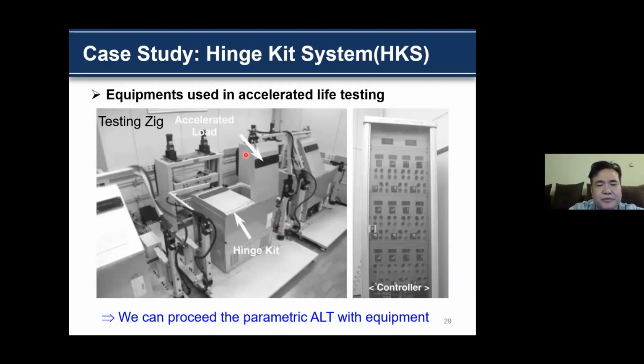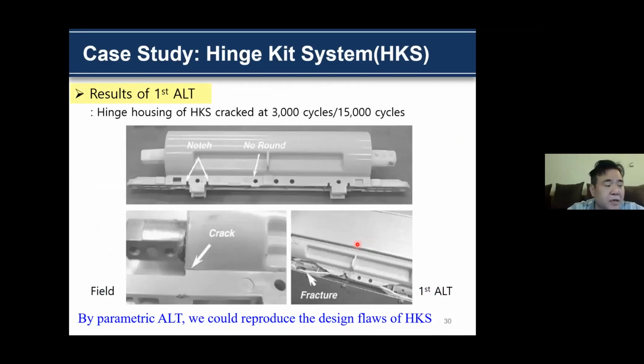This is the equipment used in the accelerator testing, and it consists of the test jig and the controller. We can proceed with the parametric test with the equipment. I will tell you the first result of the parametric test. The hinge kit housing of the hinge kit system cracked at 3,000 cycles and 50,000 cycles. The pattern of the first test is that the crack is very similar to the field situation. By the parametric test, we can reproduce the design flaw of the hinge kit system.